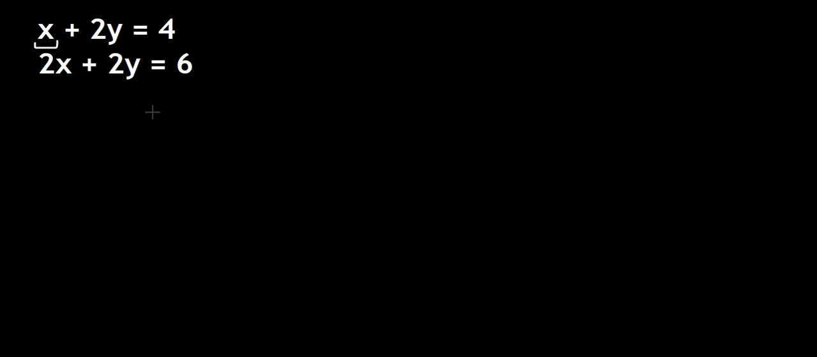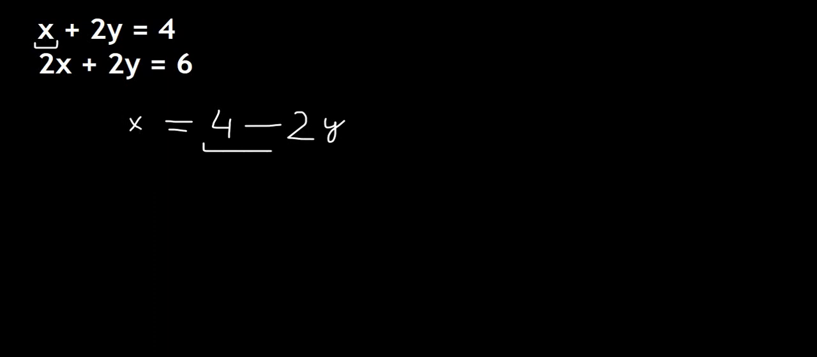Let's see how to do it. We write it as x equals, because we have to find the value of x, so first of all we write x, and then equals 4 minus 2y, and this is the value of x.